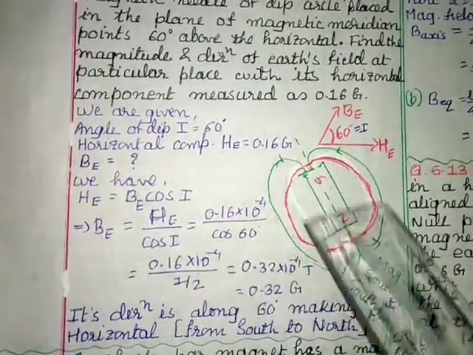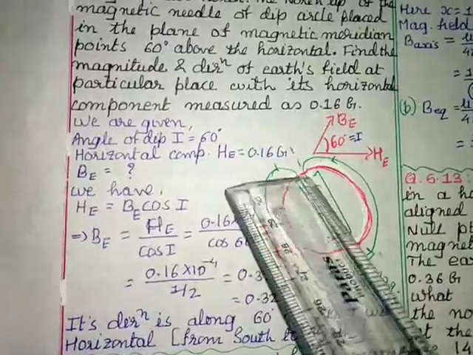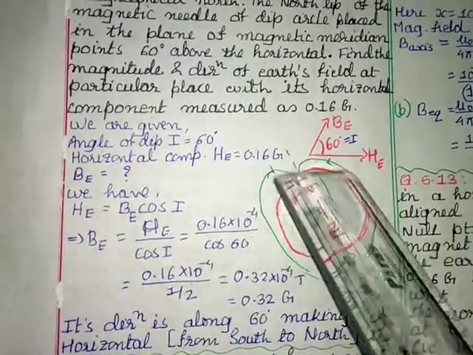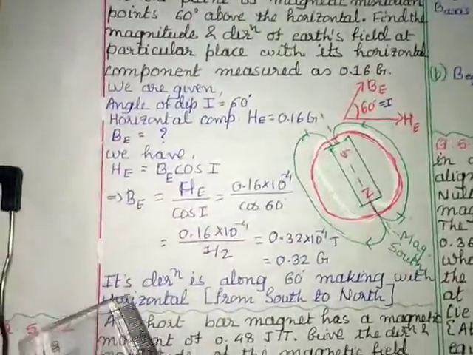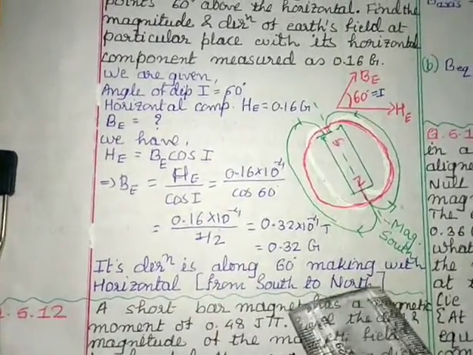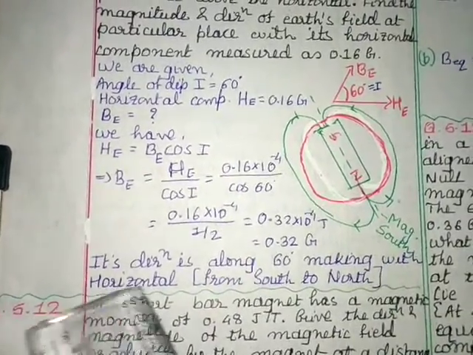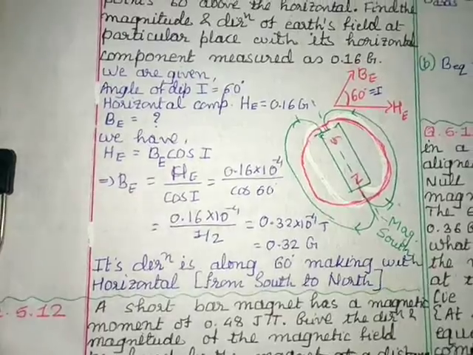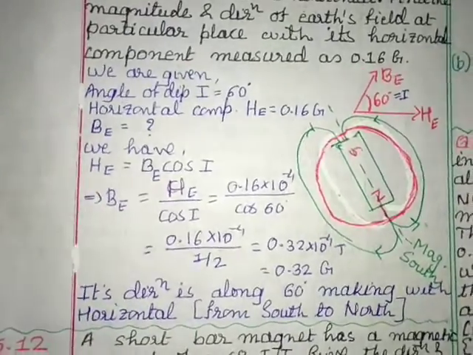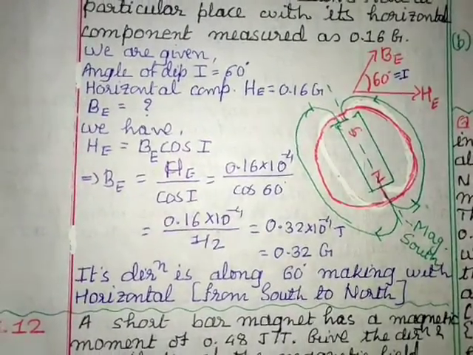This is the Earth, this is the north and south. So the magnetic field lines come out from here and enter here. Its direction is along 60 degrees, making with the horizontal from south to north. So this is the answer for question number 5.11.